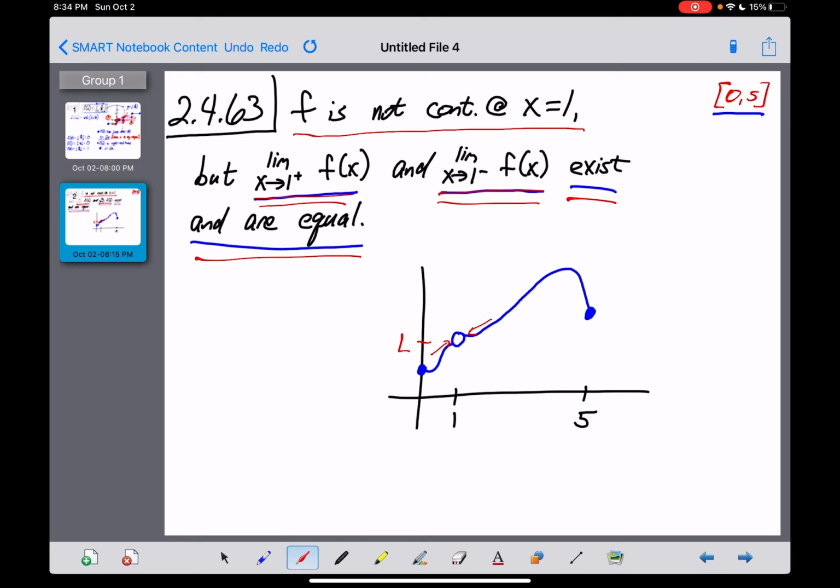Draw the graph of a function on 0, 5. I'm trying to think here. It doesn't say the function has to be continuous from 0 to 5. So I feel like what we have drawn right here is good enough.